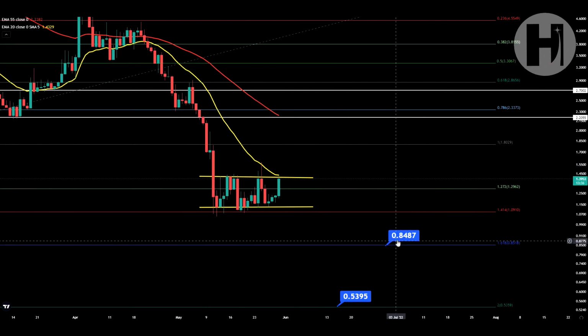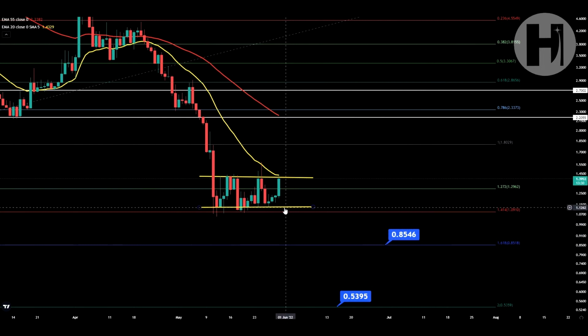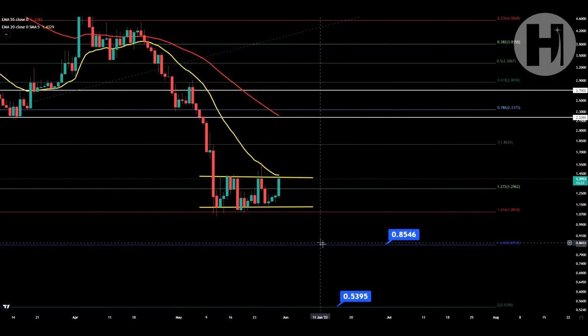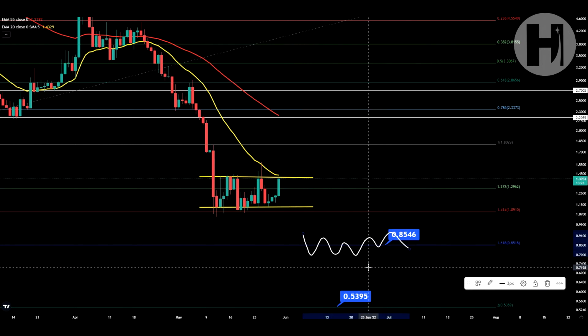So I'm targeting 85 cents over here as the 1.618 target. I do think we're going to get there one way or the other. You can either have a wick to the downside, or you can come all the way down here and consolidate around this price.